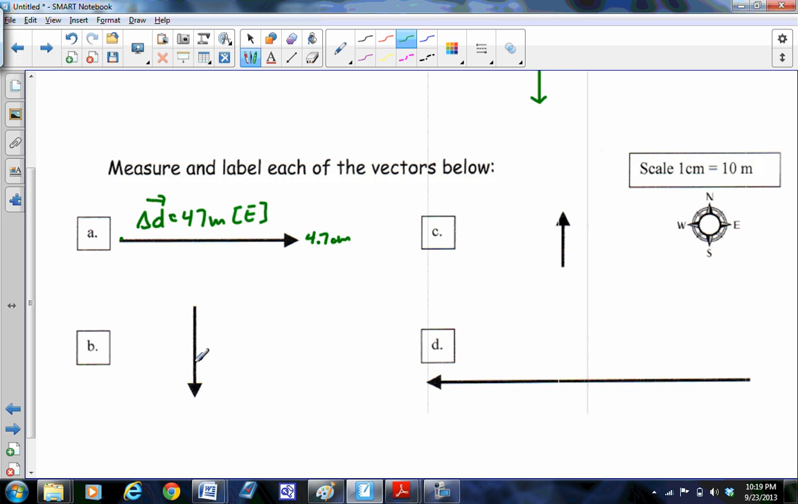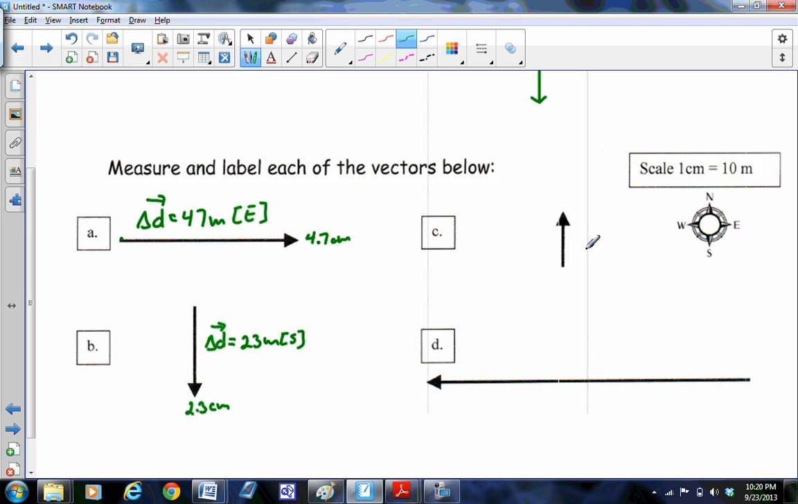This one over here, B, let's measure it. It's 2.3 centimeters. So according to my scale, 23 meters. So you write this down. My displacement, again, my symbols with the arrow on top, is 23 meters south. So again, this line represents a change in position of 23 meters down towards the south.